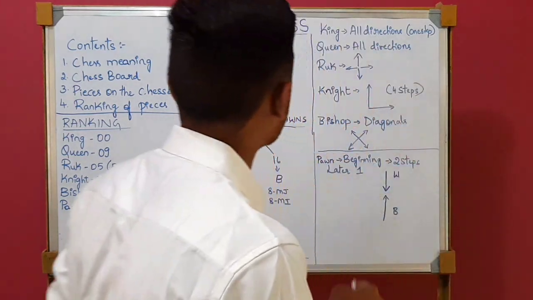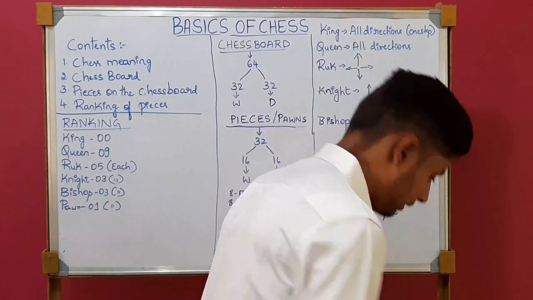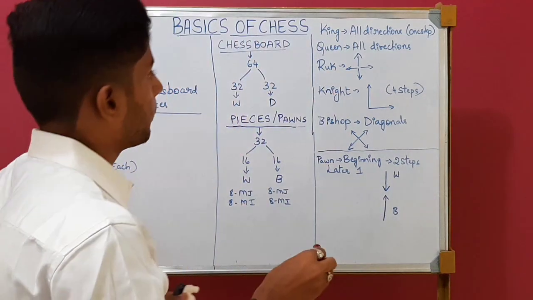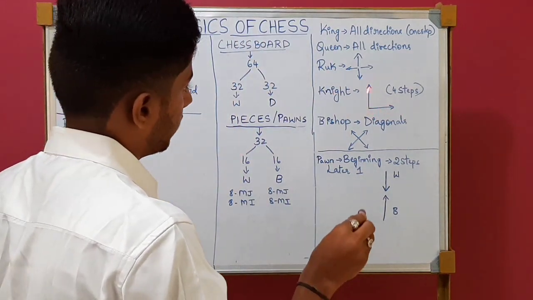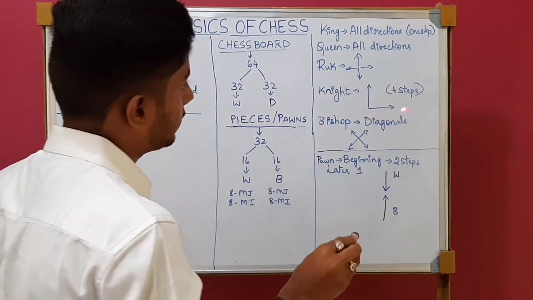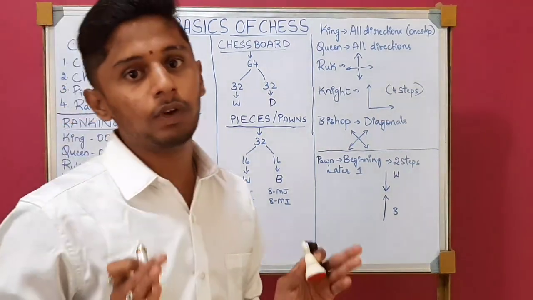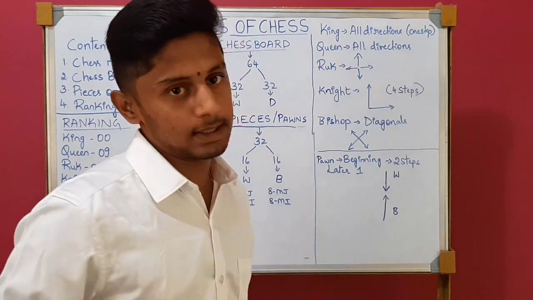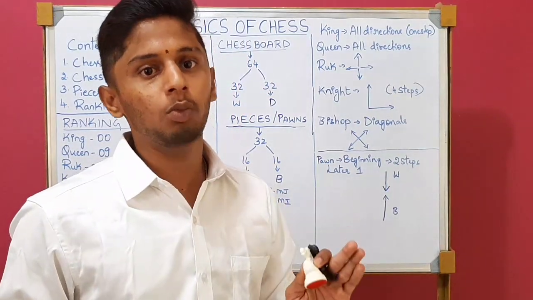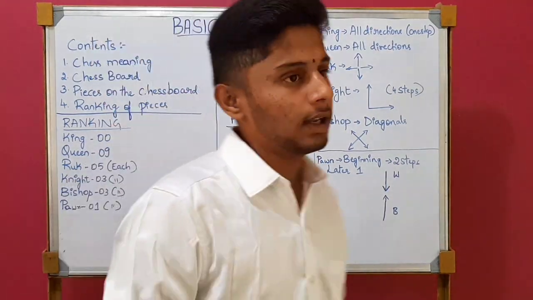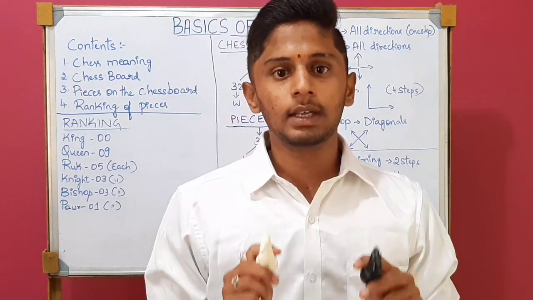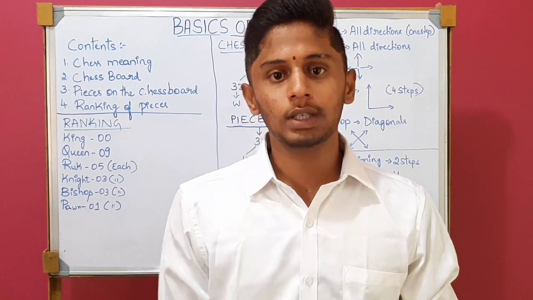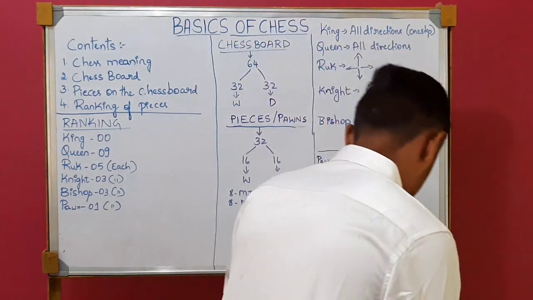The next piece is the knight. This is the knight. The knight moves in an L-shaped direction. From its stance, the knight moves only 4 steps. And the main advantage of the knight is that the knight can skip or jump over any piece on a chessboard. This is about the knight.